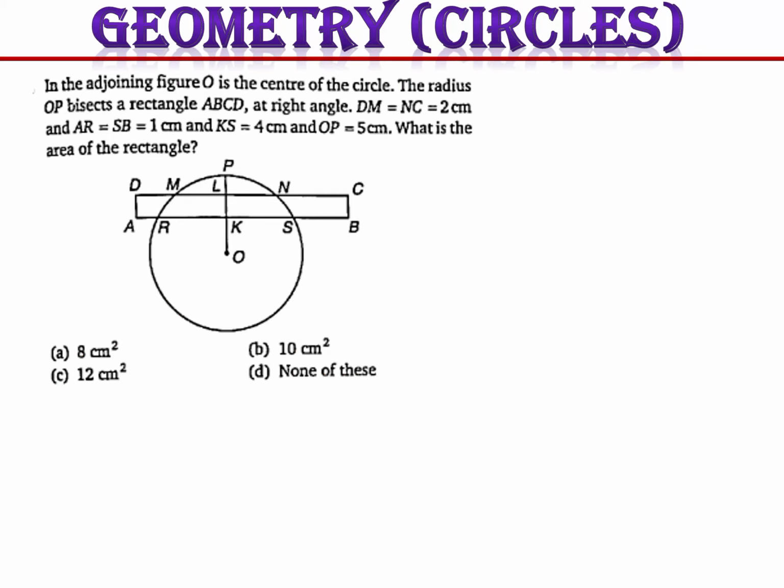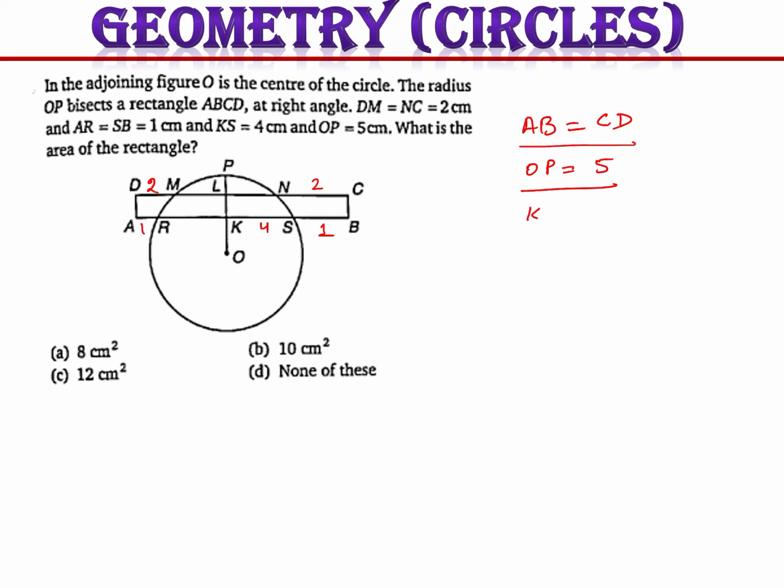In the adjoining figure, O is the center of the circle. The radius OP bisects a rectangle ABCD at right angle. DM is equal to 2, NC is equal to 2, AR is 1 and SB is also equal to 1. Now see, it's a rectangle, so one thing should be clear, that AB will be equal to CD. Then you are given that KS is equal to 4. Similarly, OP is equal to 5.